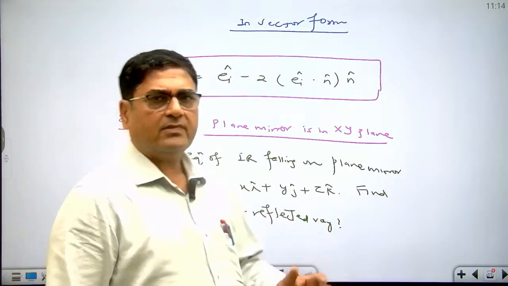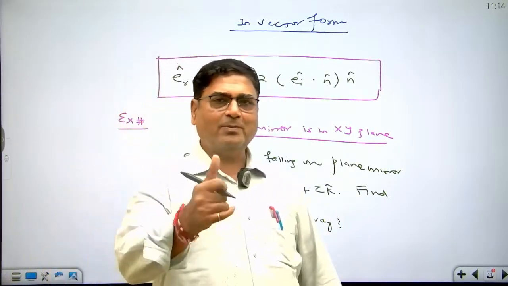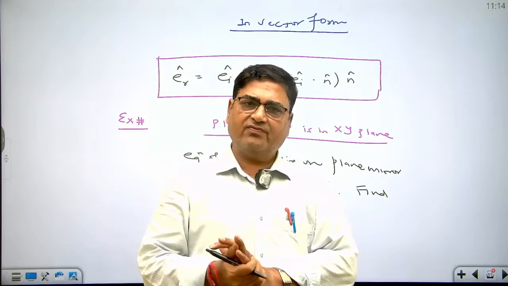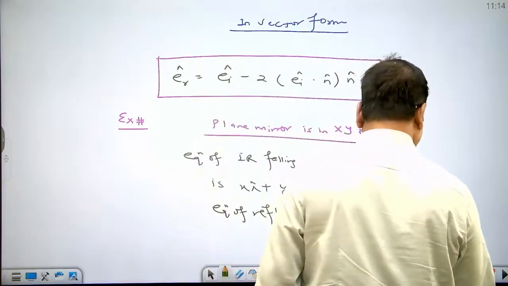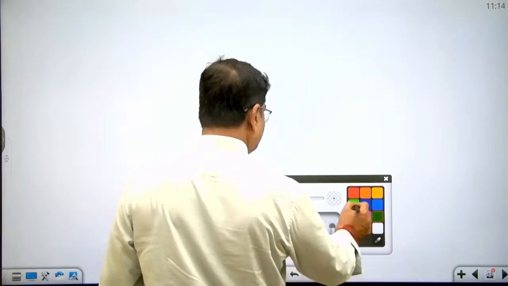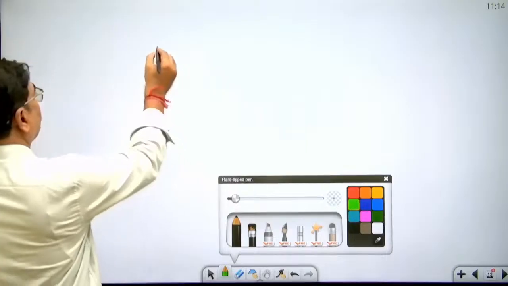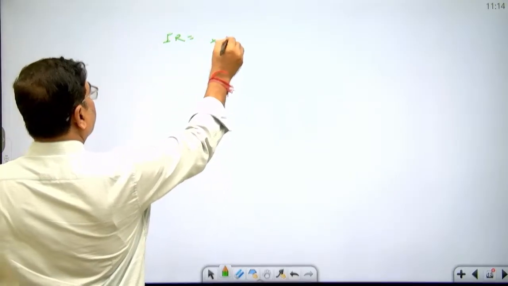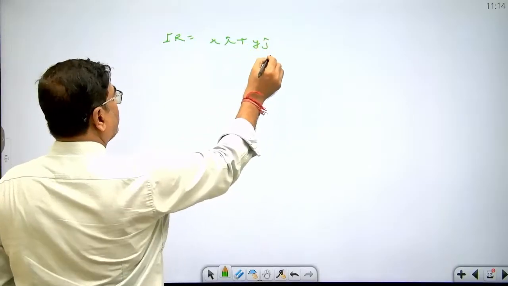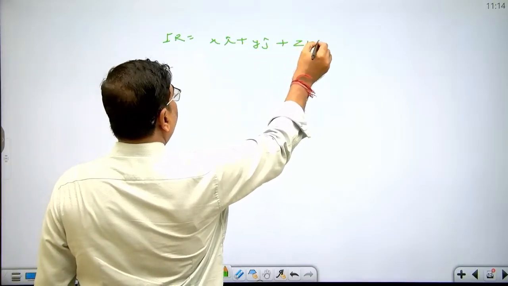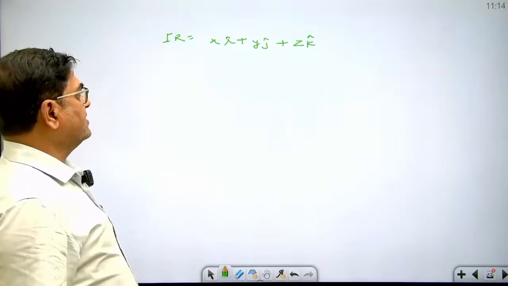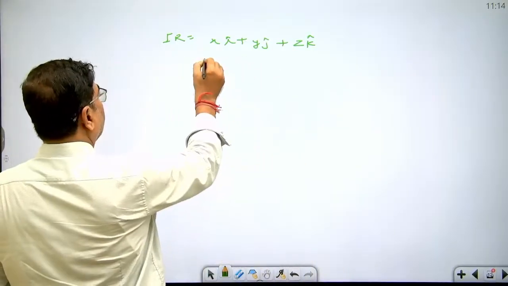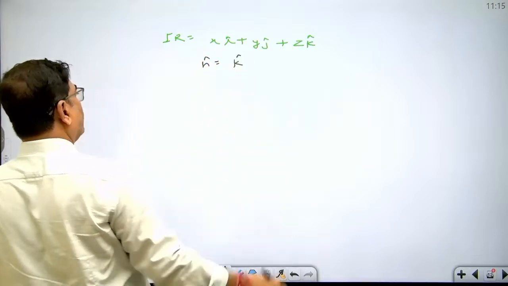Now dear student, the problem is very simple, but it is very important because it will completely help you understand the process of reflection of light. Dear student, what is given? The equation of the incident ray is x i cap plus y j cap plus z k cap, where i cap, j cap and k cap are unit vectors along x, y and z direction respectively, and n cap is given as k cap because the plane mirror was in the xy plane.